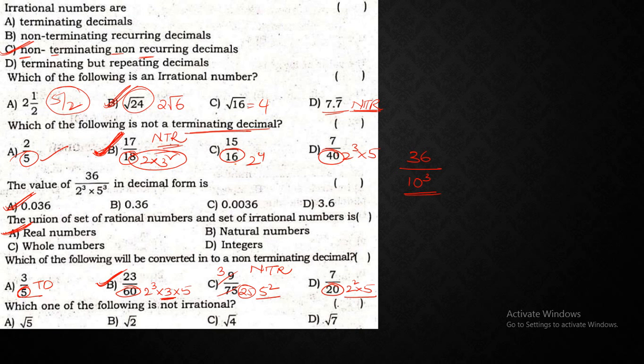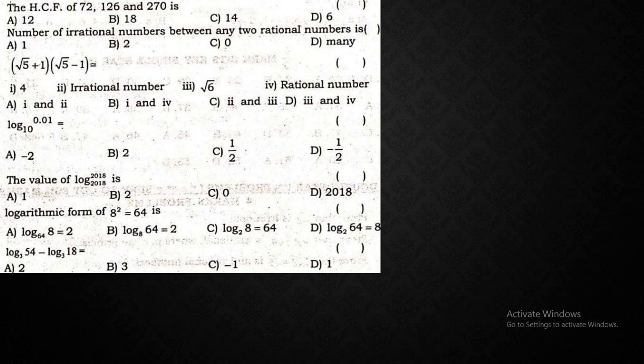Next, which of the following is not irrational? Not irrational means nothing but rational. So clearly root 4, I can write it as 2. So 2 is rational, because root 5, root 2 and root 7, these are all prime numbers under a square root. If you have a prime number under a square root, you cannot express it as a rational number. Right? Next, moving on to the next one.